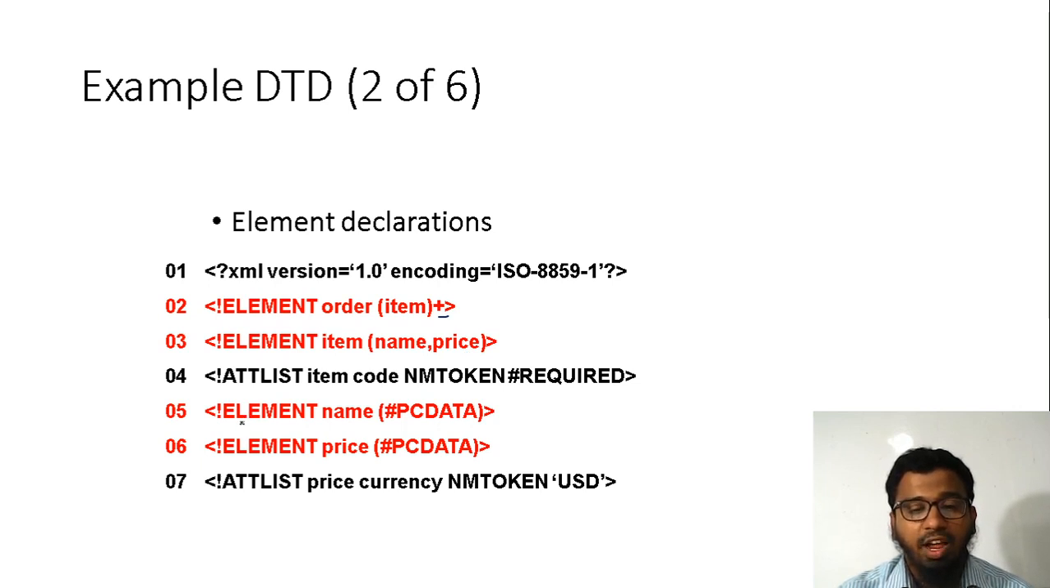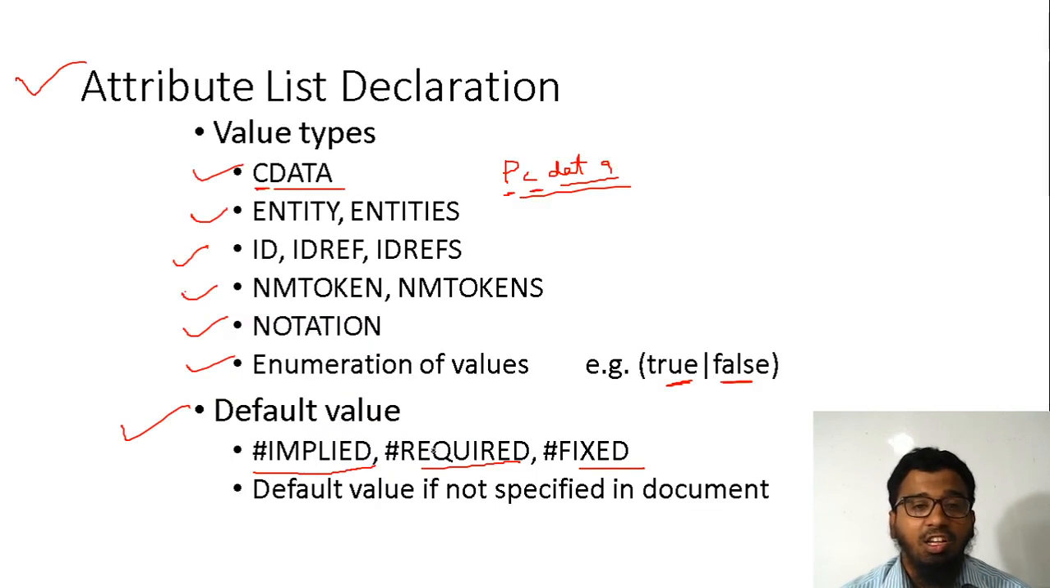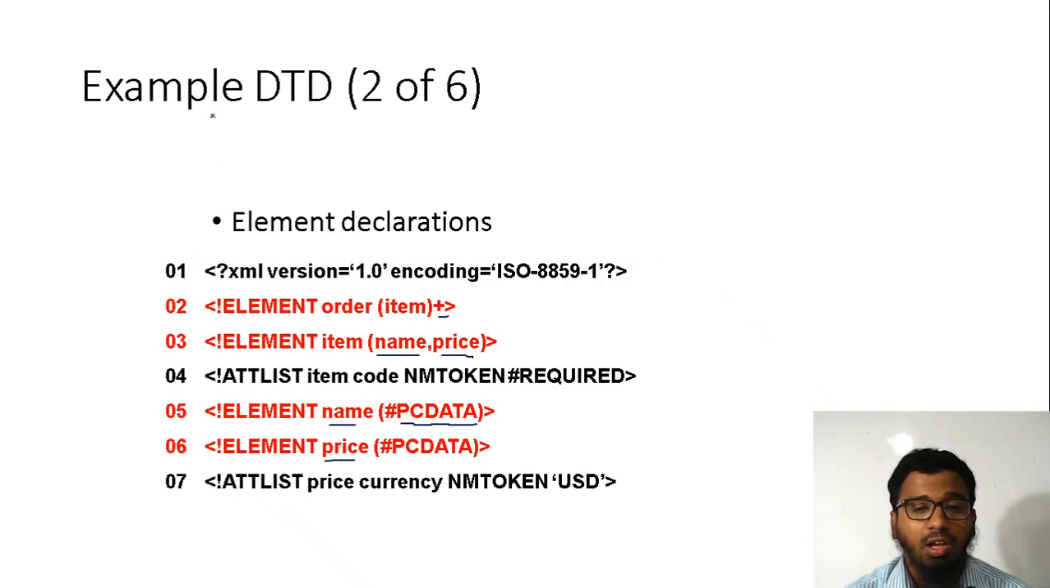And what are the other elements here? Element name, this name is #PCDATA. We are doing parsed character data, as well as for the price. We are doing the PCDATA. What is PCDATA? PCDATA is like a value type. What kind of value it is?